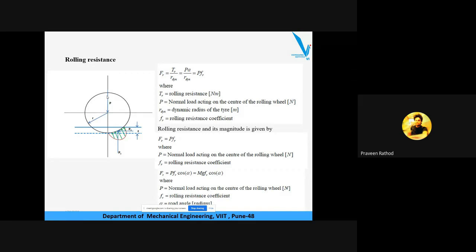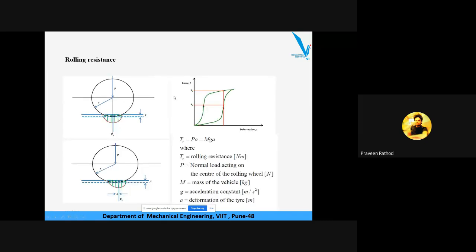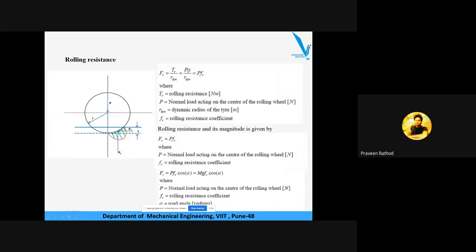The rolling resistance moment must be balanced. So this is how we are going to write down that equation. Fr is equal to Tr divided by R dyn. We know that Tr is equal to P into a. So P into a divided by R dyn is equal to Fr.